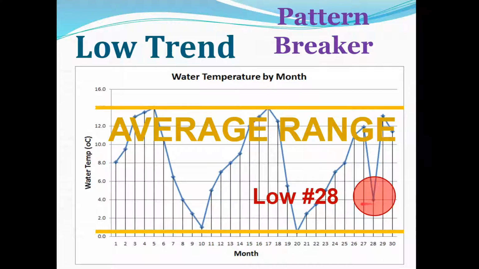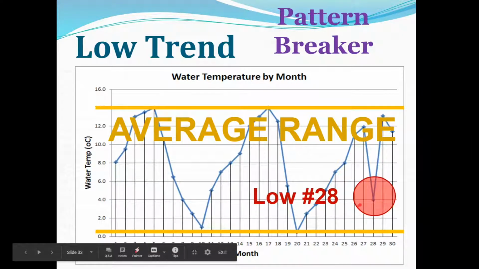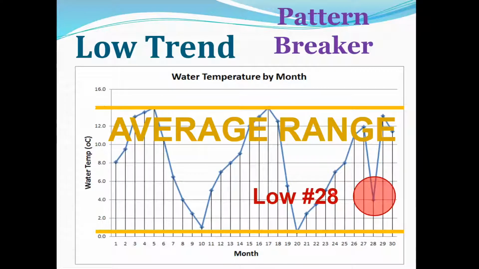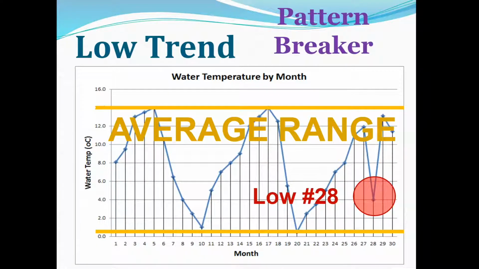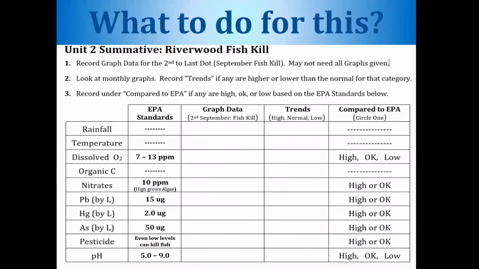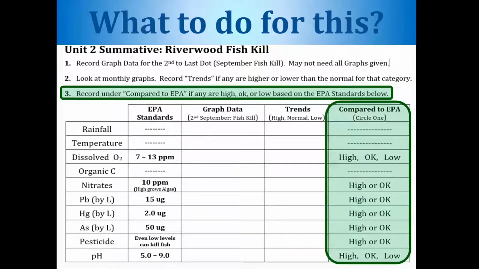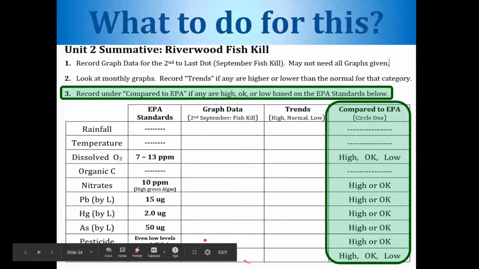Also, it is important that you check both the month before and the month after the fish kill to see how things affect. That could give you more clues as to what actually killed the fish. Now, you're then going to compare it to the EPA. When it comes to comparing to the EPA, you're going to look at your graph data, and you're going to look at the EPA standards that are right next to it.